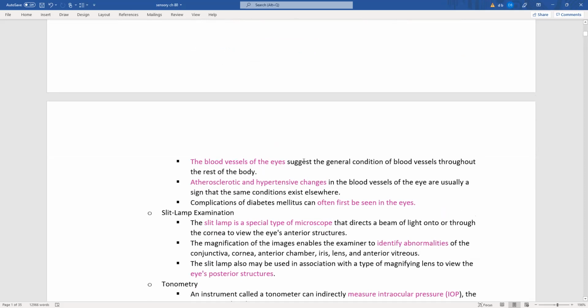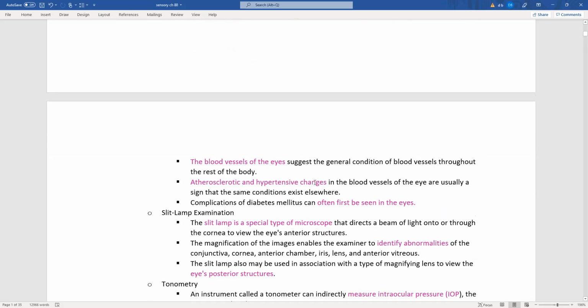So the blood vessels of the eyes suggest the general condition of blood vessels throughout the rest of the body. Atherosclerotic and hypertensive changes in blood vessels of the eye are usually a sign that the same condition exists elsewhere. So with me, I have intraocular hypertension because I have high blood pressure.